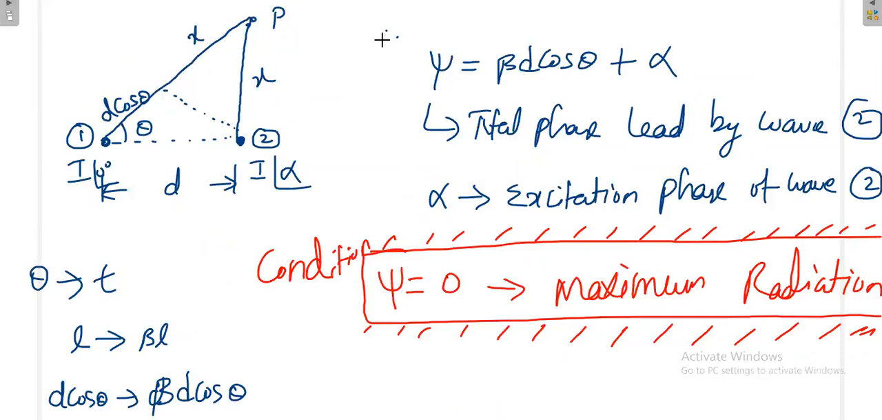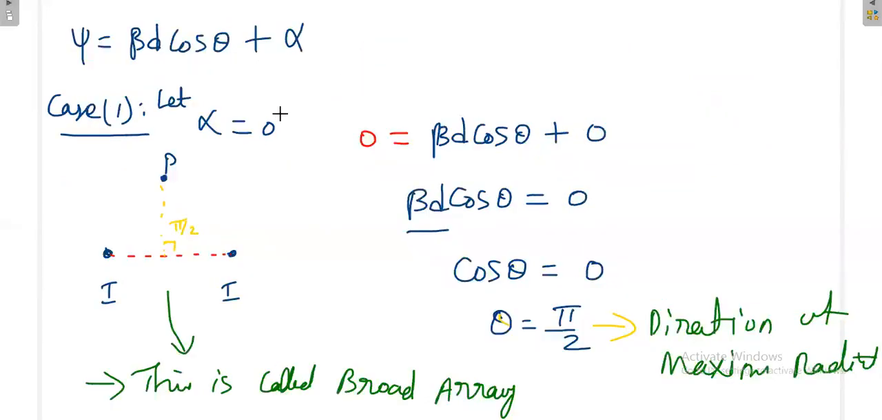Somehow it is giving you some other condition. So you can have control over only the excitation phase. You cannot make the other phase 0. That may become anything depending on the other condition. So when the excitation phase is 0 and the currents are the same, then finally your direction of maximum radiation is perpendicular to the array axis. That particular array is called a broadside array.